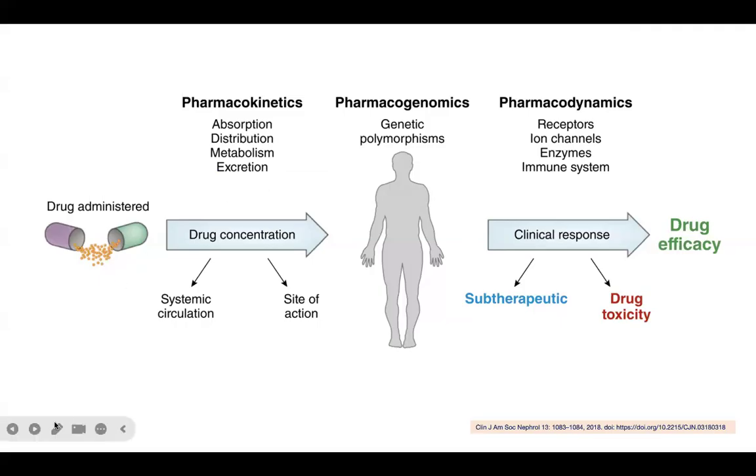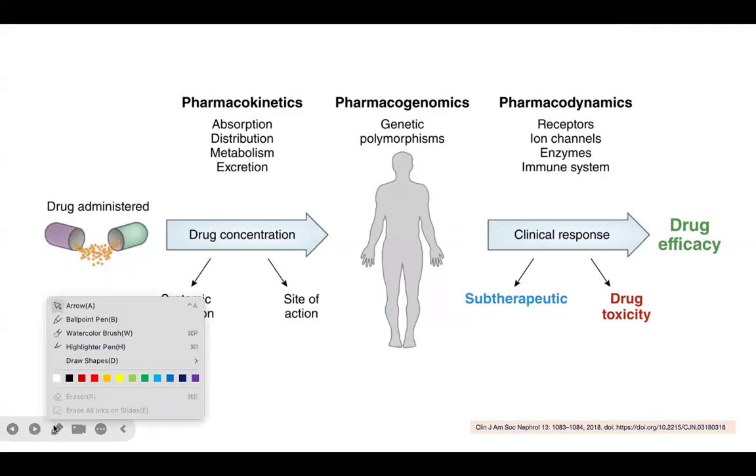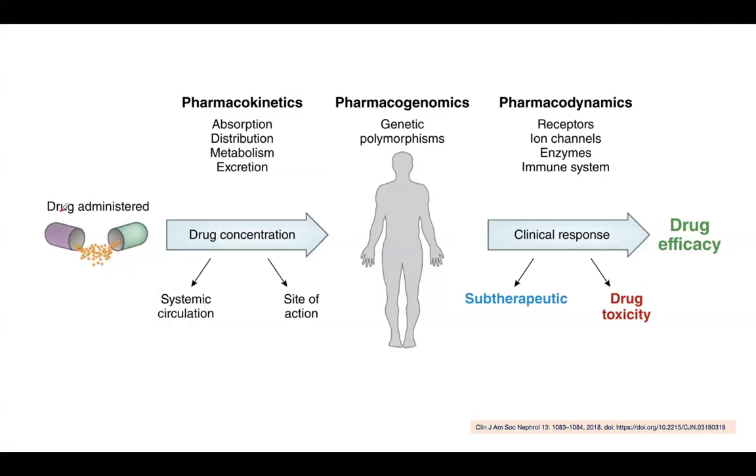So as we understand, I think this is visible. When a drug is administered, there are a few important characteristics that govern the drug concentration in systemic circulation. And sometimes we focus on locally acting drugs, for example, inhalational corticosteroids, where the site of action is the lungs. So for that purpose, the pharmacokinetics is important.